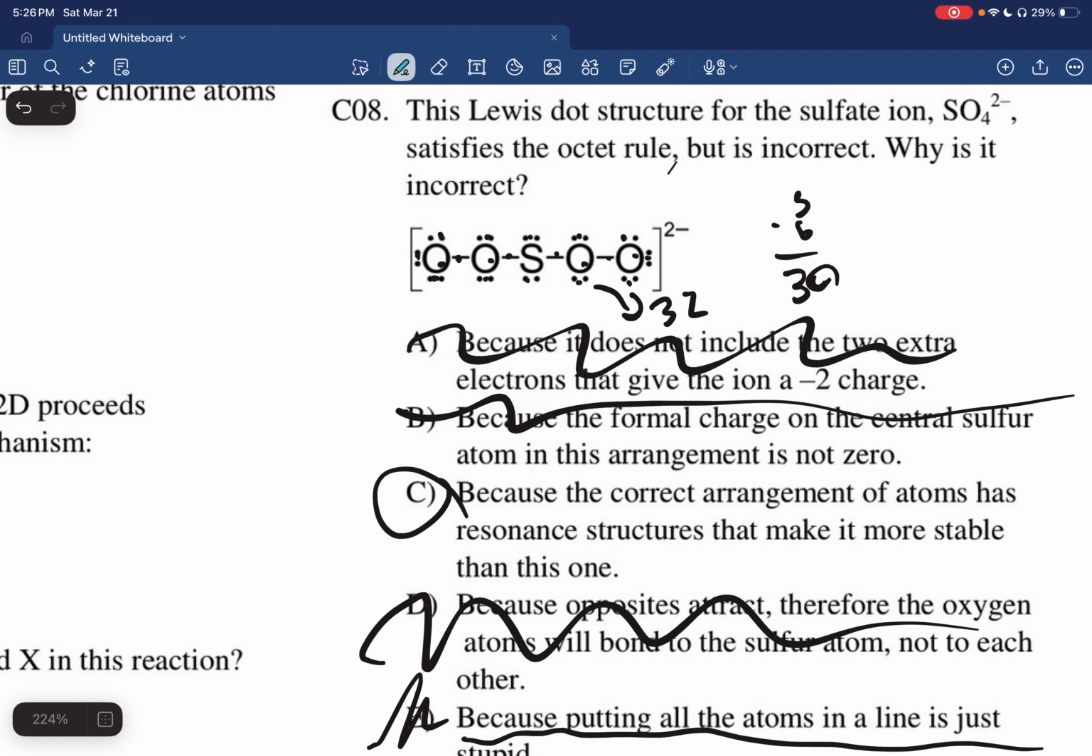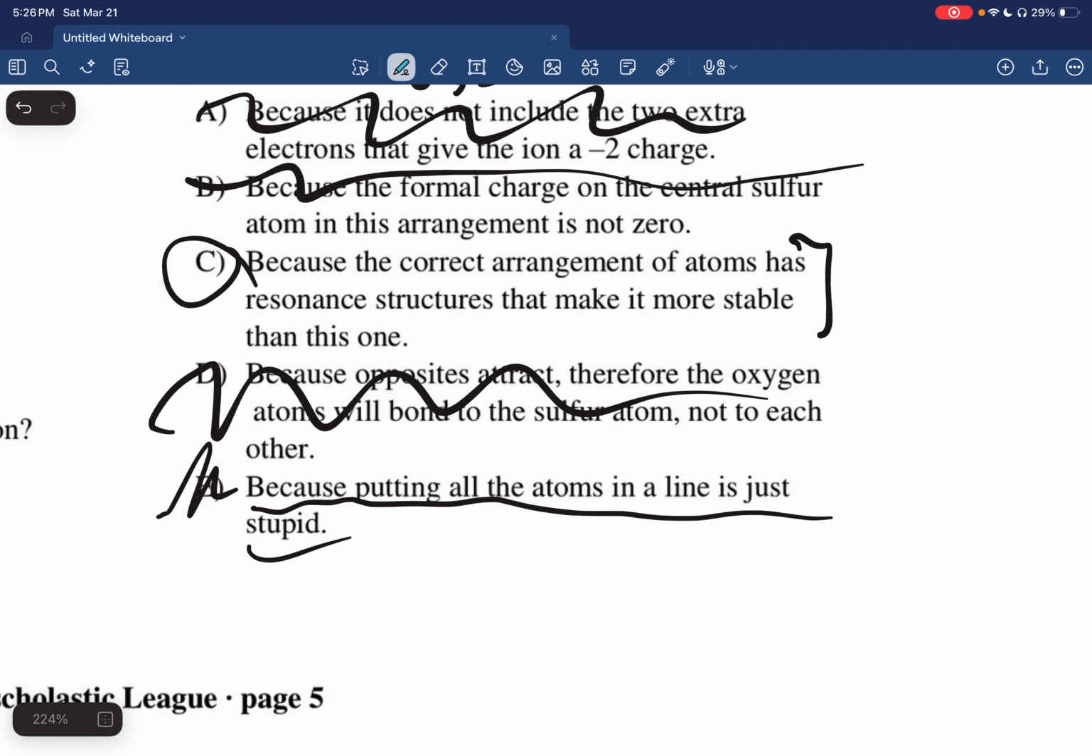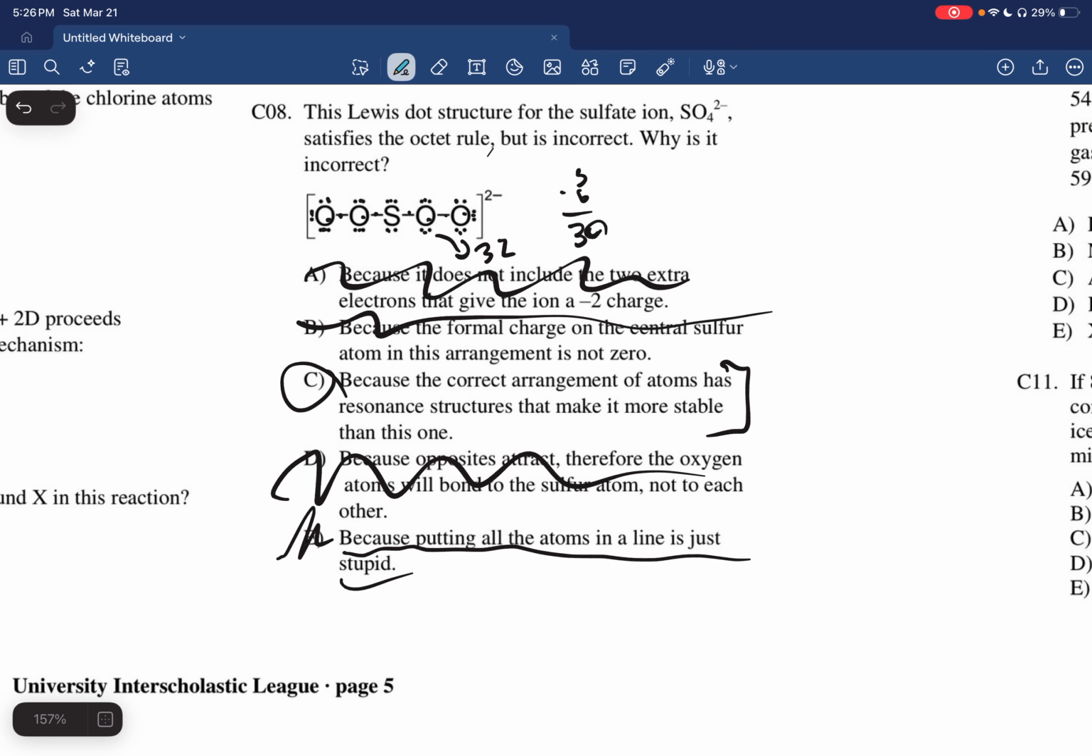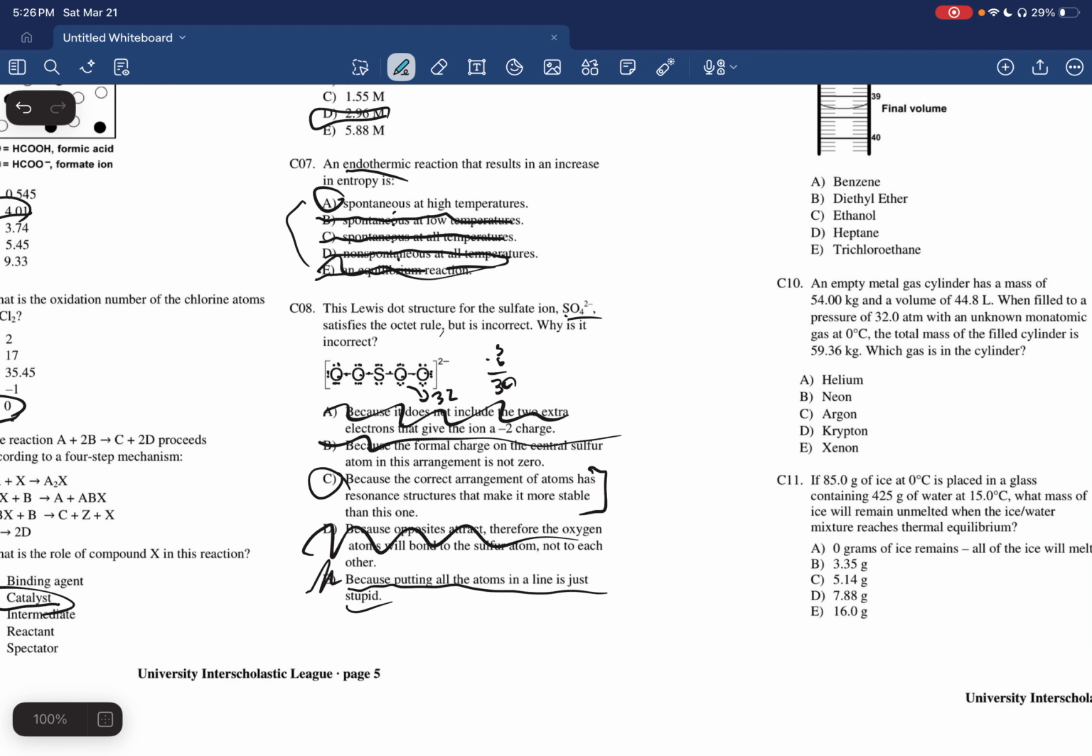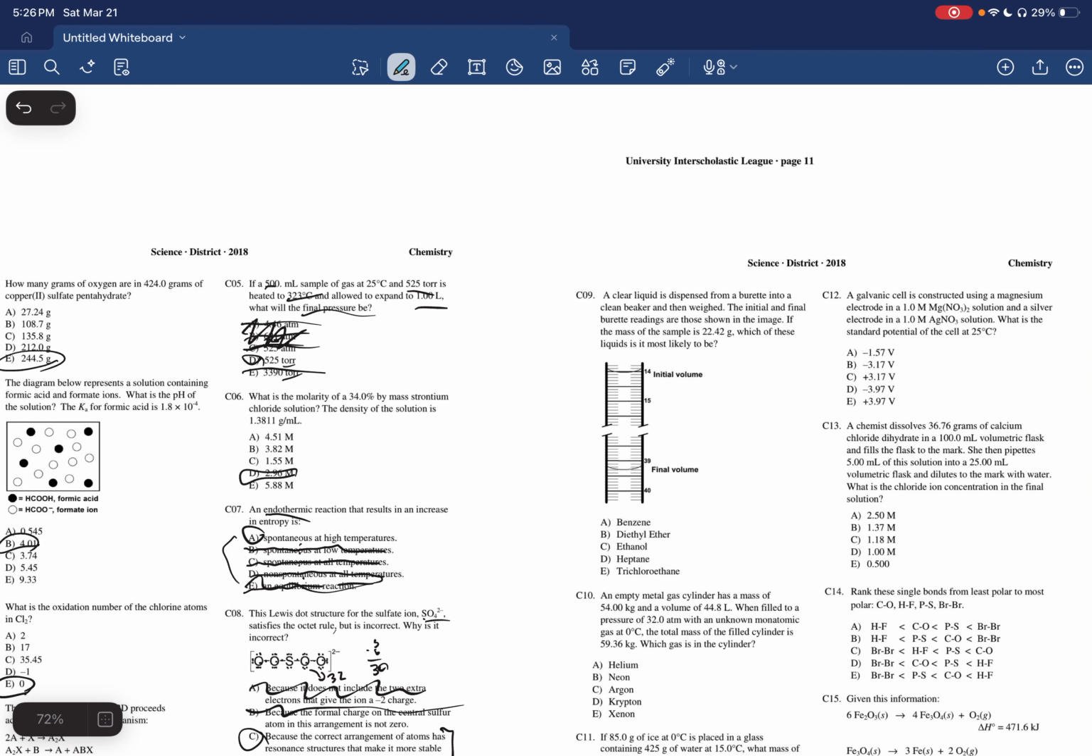So A is also just wrong. So if you didn't know that it was C, you could just use process of elimination to figure that out. Or you could know that this ion is resonant in nature. I didn't, so that's question 8.